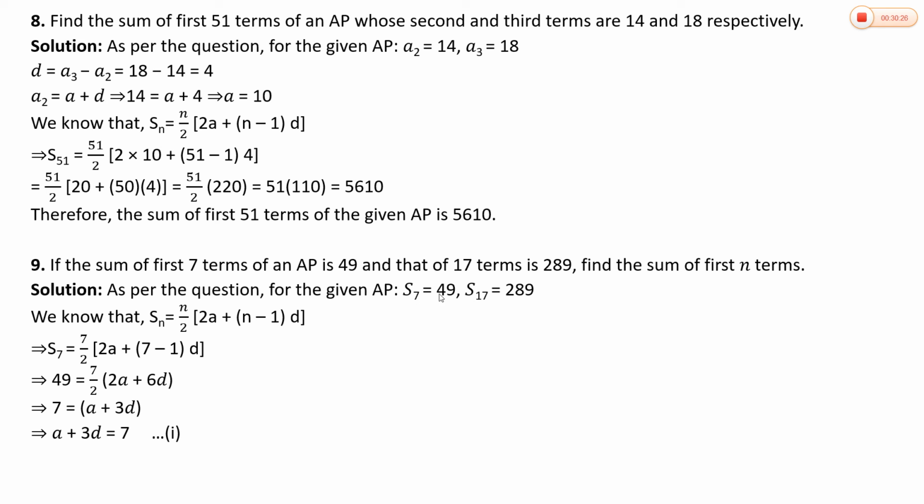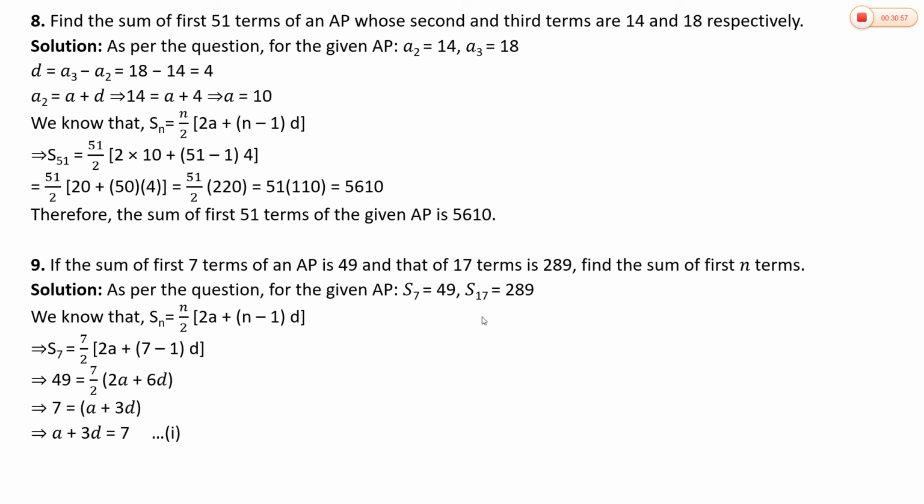So first consider S7. S7 is equal to 7 by 2 into 2a plus 7 minus 1 into d. You know the value of S7, that is 49. Replace S7 by 49, which is equal to 7 by 2 into 2a plus 6d. And if you simplify this further, you will get 7 is equal to a plus 3d, or a plus 3d is equal to 7. Call this equation number 1.